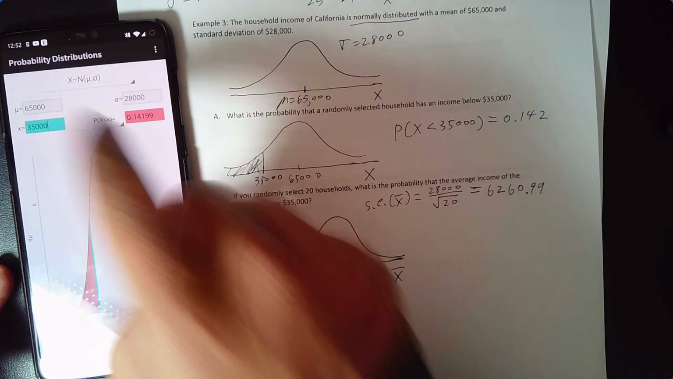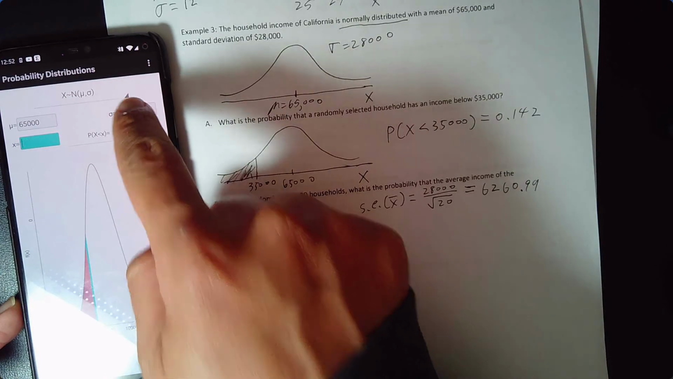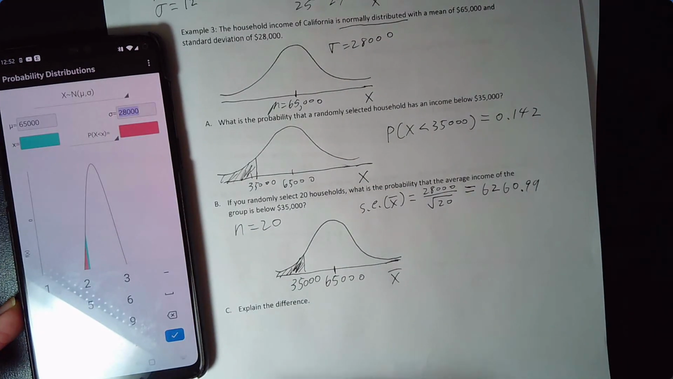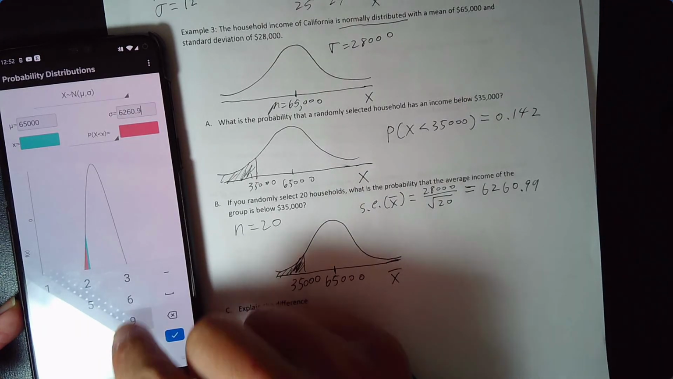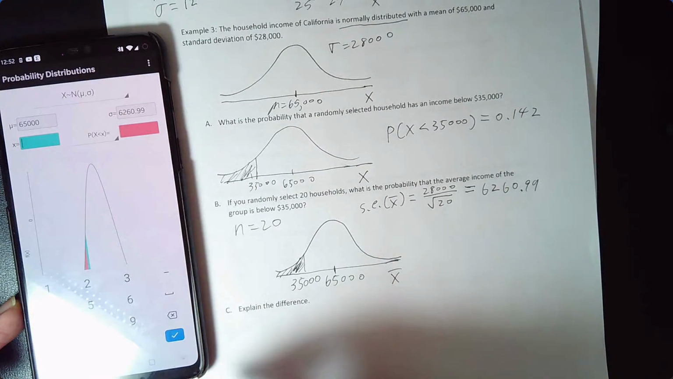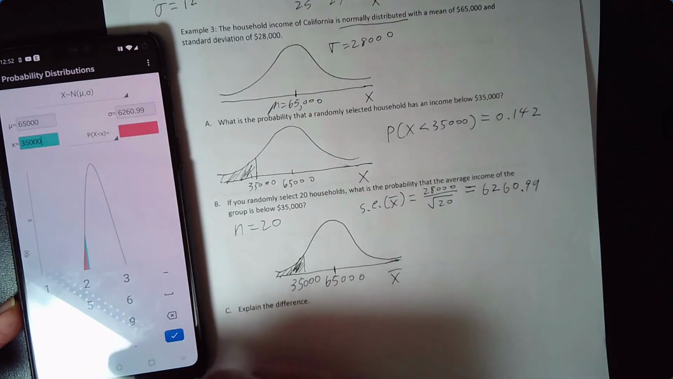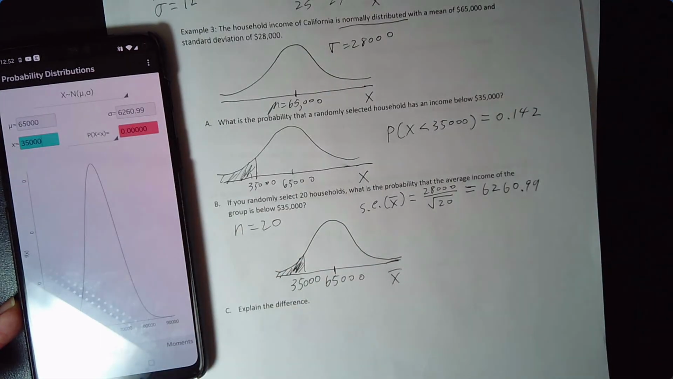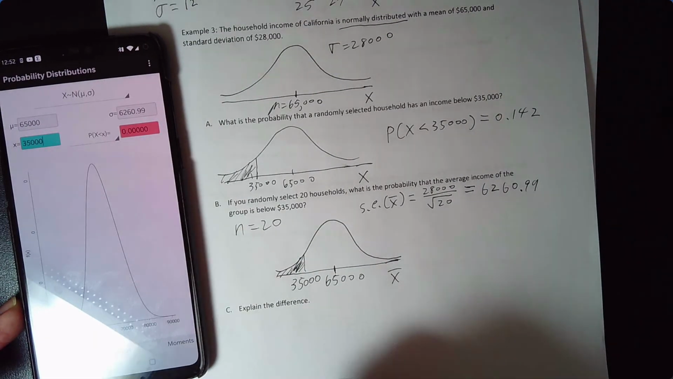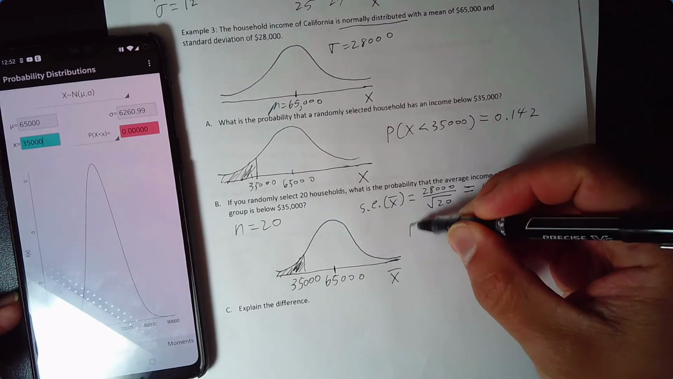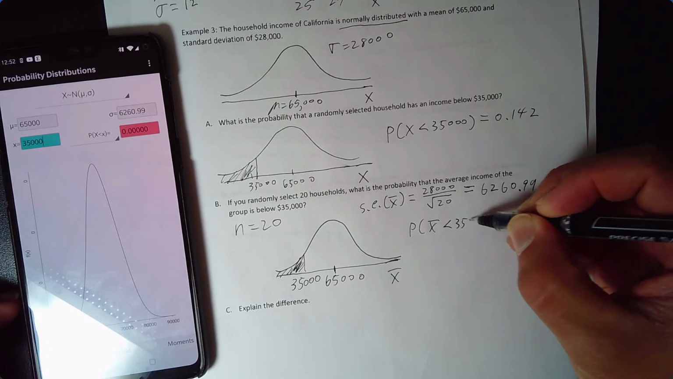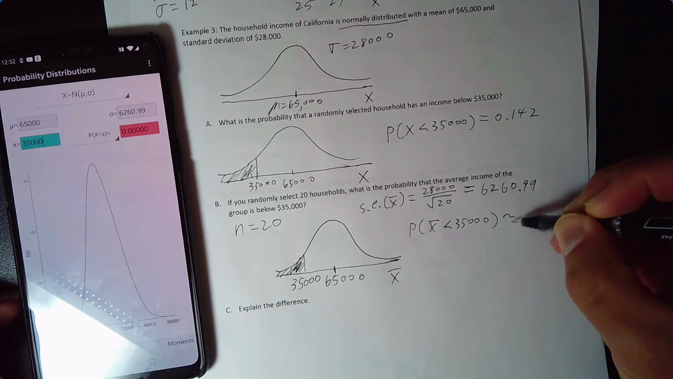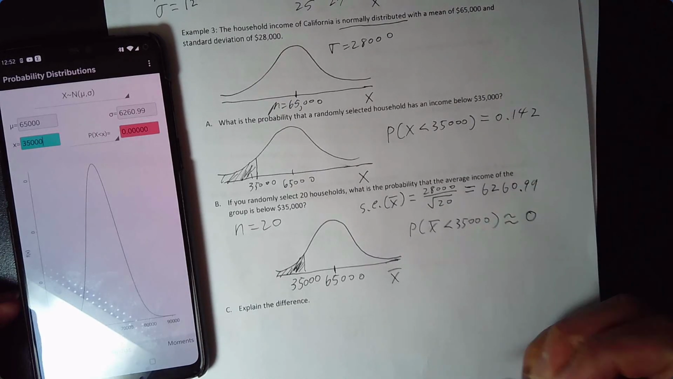Okay, so the only thing I need to change in my app here is the standard deviation. Notice the standard deviation is much smaller now. And again here, that's not changed, 35,000, and voila. What does that tell me? That tells me that the probability of x bar being less than 35,000 is approximately 0.